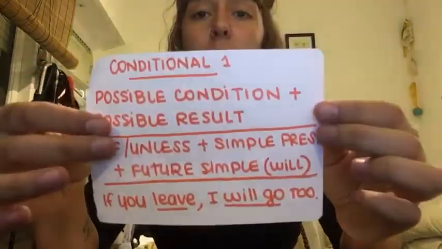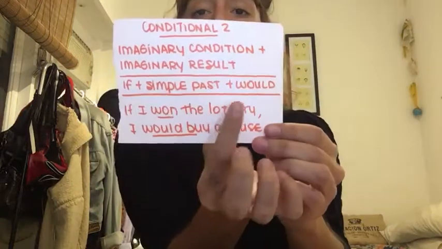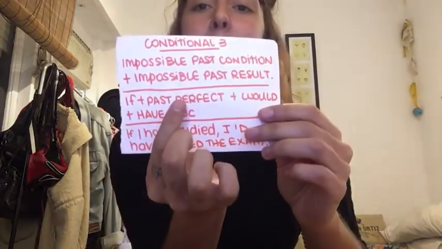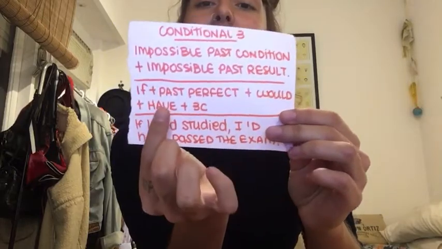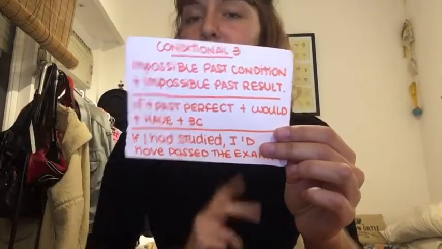Fíjense cómo nos fuimos moviendo en el tiempo. If the situation was very probable, is very probable in the present, conditional one, present and future. If the situation in the present is imaginary, improbable, hacemos un pasito para atrás y usamos simple past y would, el pasado de will. Y si la situación ya es imposible porque no podemos cambiar el pasado y nos estamos refiriendo a una situación del past, vamos a irnos un paso más para atrás y nos vamos a ir al past perfect y a would le vamos a agregar have para que se vuelva más pasado todavía.